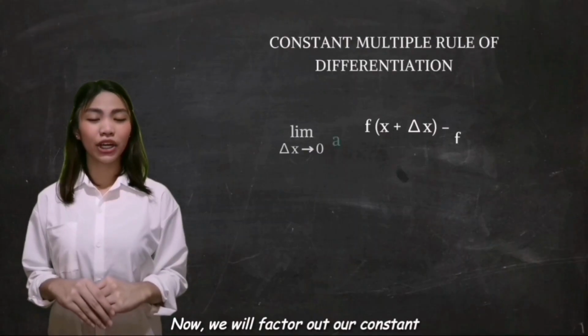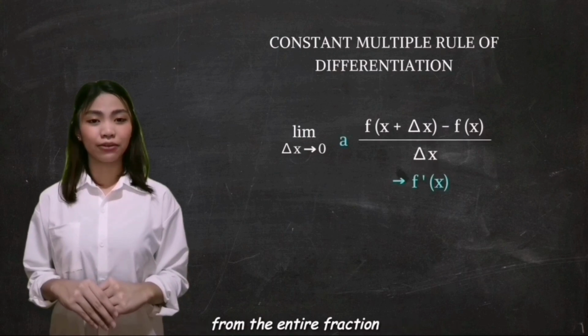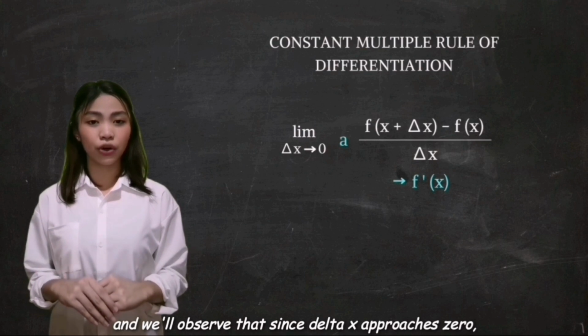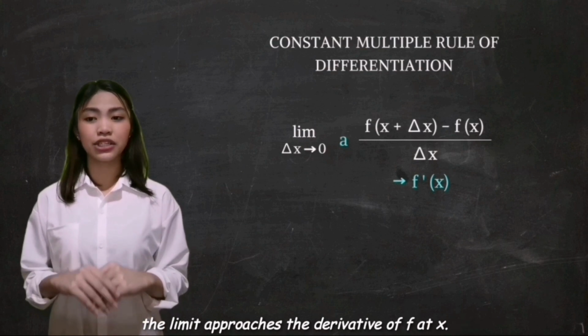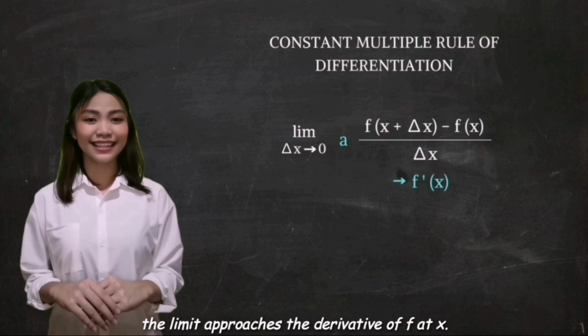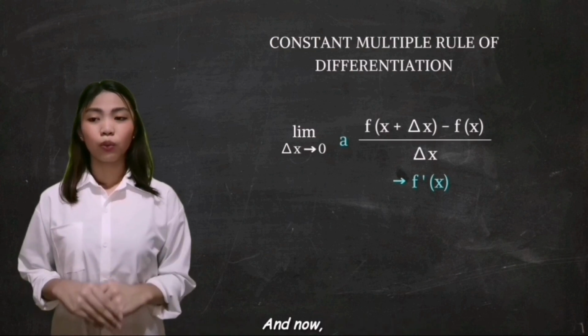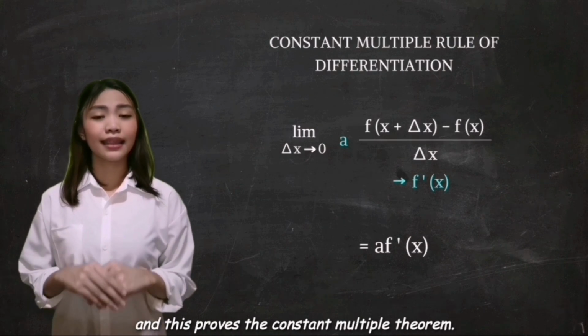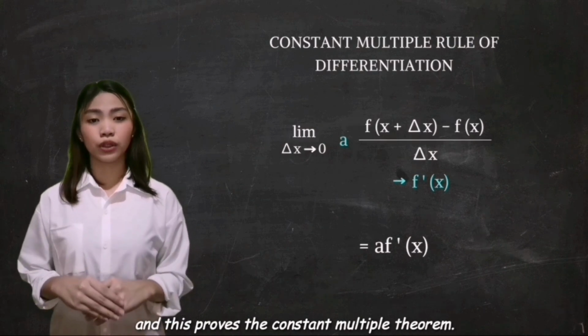Now, we will factor out our constant from the fraction, and we will observe that since delta x approaches 0, the limit approaches the derivative of f at x. And now, we are left with our constant a times f prime of x, and this proves the constant multiple theorem.